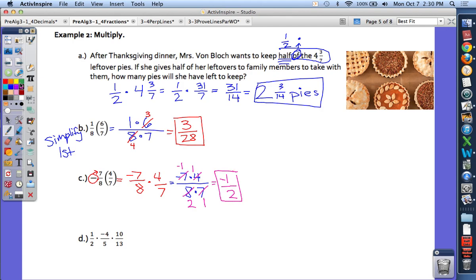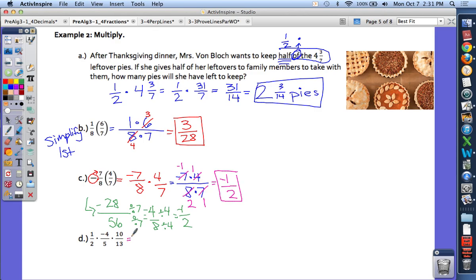If you didn't do that, that's okay. If we multiply straight across from here, we would have negative 28 over 56. And then you could reduce at the end. So we could take out a 7 from both of those. And that would give me 4/8 with a negative sign. And then we could take out a 4 from both of those. So you can see that you're going to do the steps no matter what. It just depends on what you do first. Same answer both ways. Try D for me. You can do it any way you want. And then check your answer.